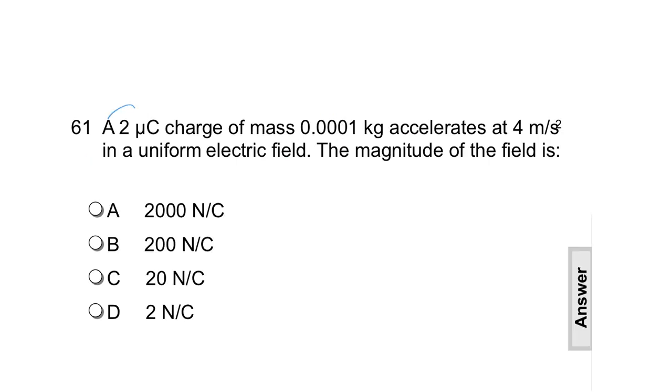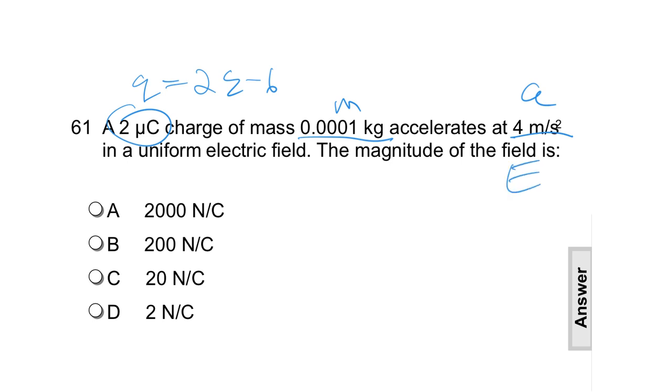Okay, so we have a charge. Q equals 2e to the -6 coulombs. That's what micro stands for. We don't change kilograms, that's the mass. We want kilograms. This is the only unit we use that has a prefix that we need to keep when we're doing equations with it. Here's acceleration, and we want the magnitude of the field.